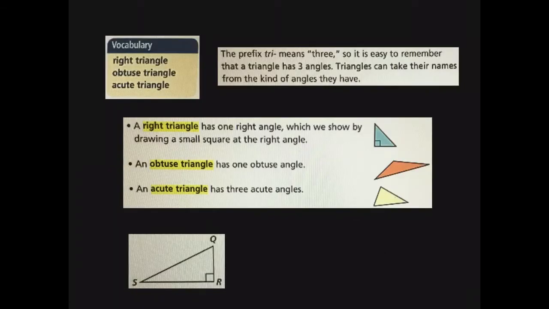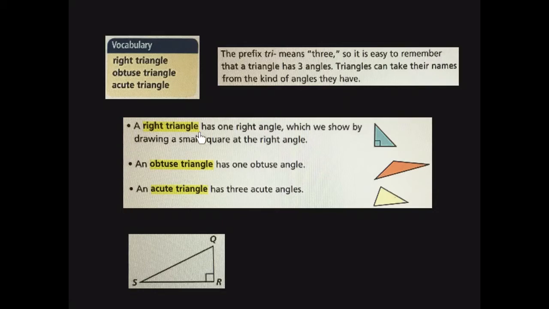The main vocabulary in this lesson are those three types of triangles: the right triangle, obtuse triangle, and acute triangle. The prefix, we've been learning all about prefixes, tri means three. So it is easy to remember that a triangle has three angles. Triangles can take their names from the kind of angles they have. So this is reviewing the information I just went over.